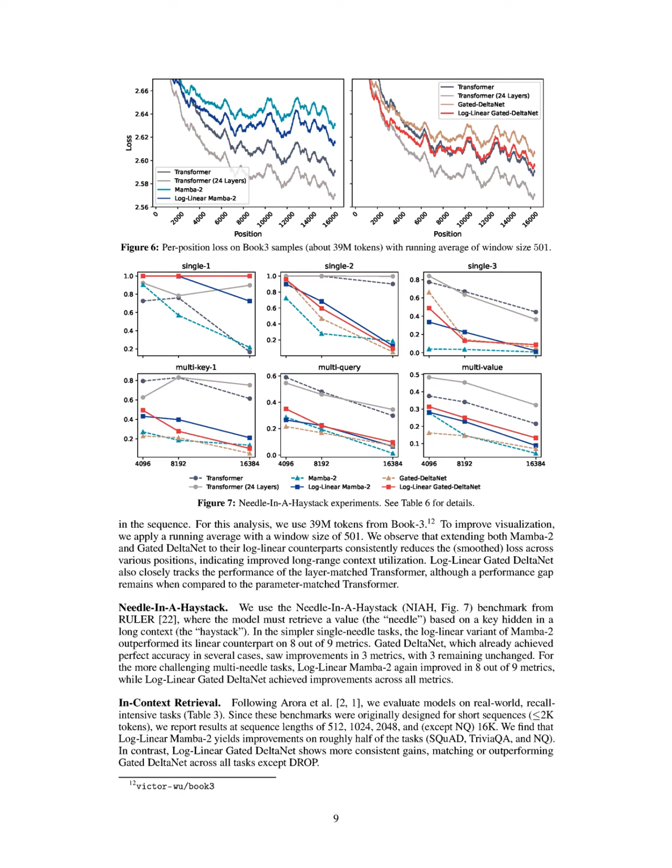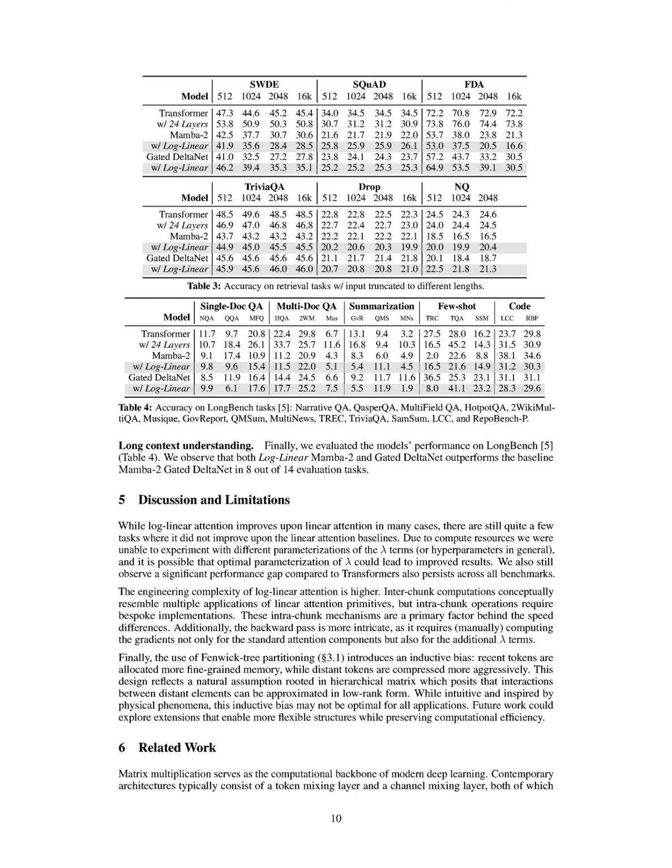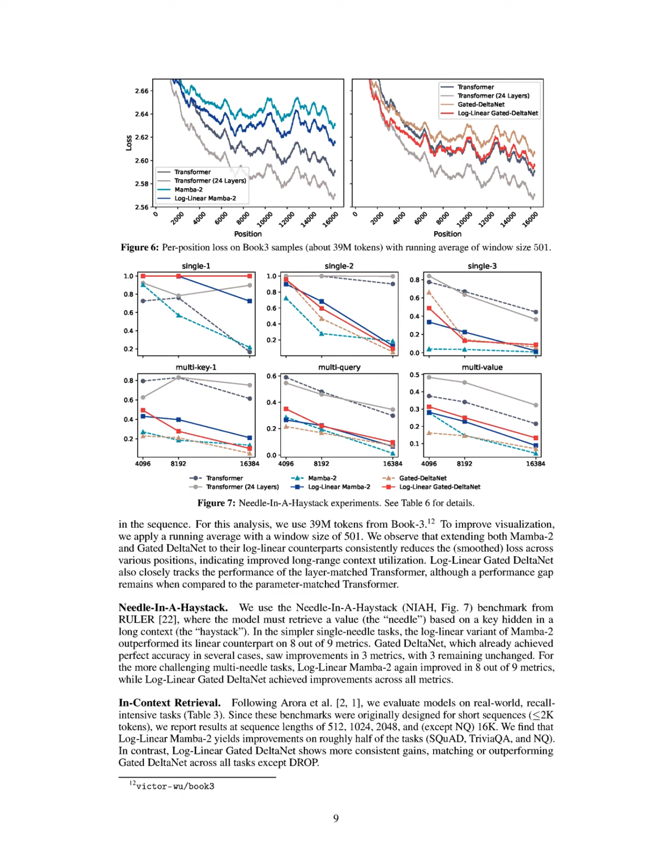Inter-chunk computations resemble multiple applications of linear attention primitives, while intra-chunk operations require bespoke implementations, complicating the backward pass due to the need to compute gradients for both standard attention components and the additional terms. Furthermore, the use of Fenwick tree partitioning introduces an inductive bias that allocates more fine-grained memory to recent tokens while compressing distant tokens, which may not be optimal for all applications. These challenges highlight the need for further exploration of parametrizations and flexible structures to enhance performance across various tasks.